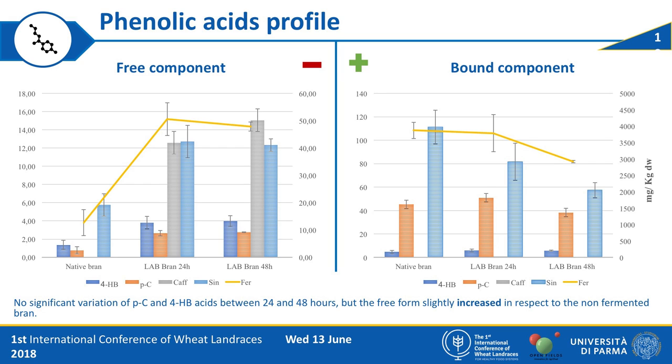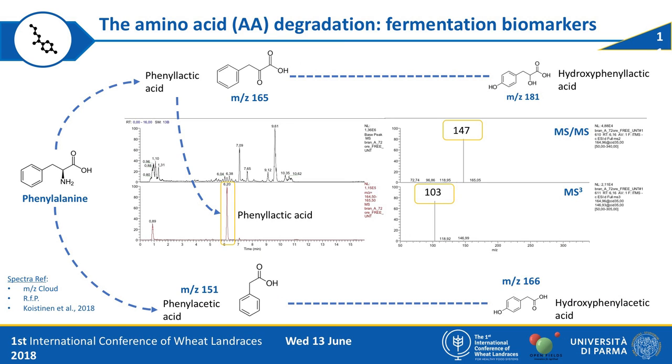Another technique that nowadays allows us to collect a huge amount of information is the non-targeted approach. Using this approach, in fact, we could identify some metabolites that represent biomarkers of fermentation. In this special case, we found amino acid degradation. As you can see, the structure of phenylalanine was found, and it was easily metabolized during the fermentation, producing the phenyllactic acid and the phenylacetic acids, and their hydroxy forms.